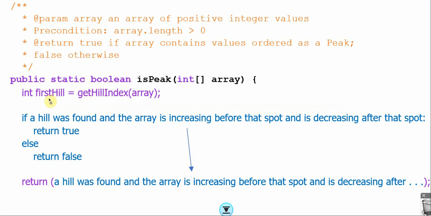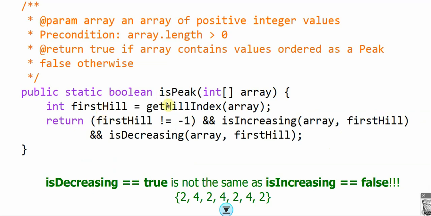So once again, you find the first hill, which there may not be one, in which case this would be -1. So then you want to say, okay, is there a hill, as in is it not -1, and is it increasing the whole time before that, and then is it decreasing the whole time after that? And let me say again, you could phrase it this way, where if that's true, you return true, else return false, but I would just put this condition inside the return statement and just return the value of the expression. So here's the code. Once again, call getHillIndex and store it.